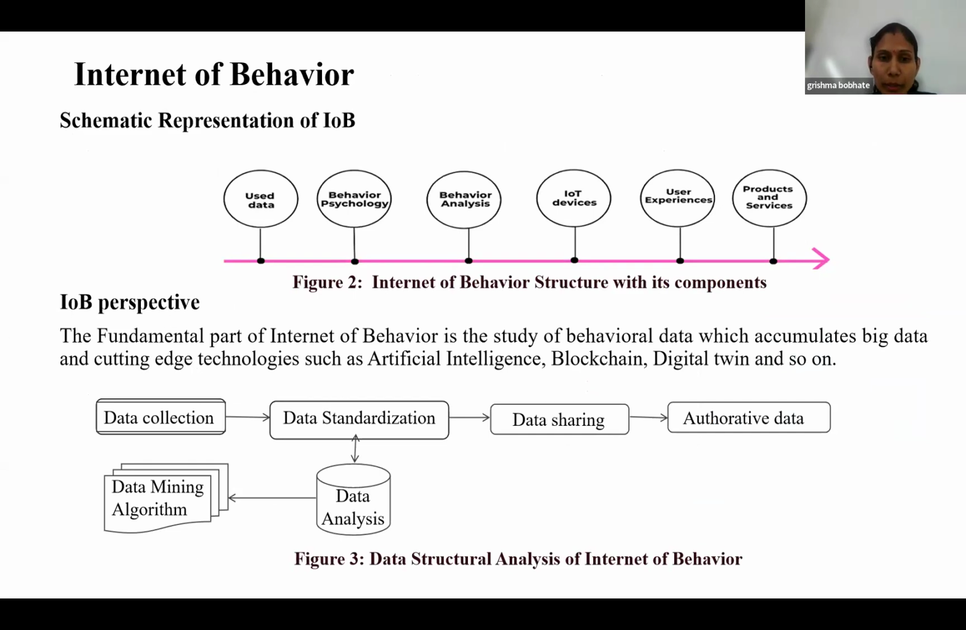Next is the IOB perspective. What exactly is the IOB perspective? It is a study of behavioral data, done accurately and using cutting edge technologies such as AI, blockchain, and digital tools. We can use this IOB perspective in this.